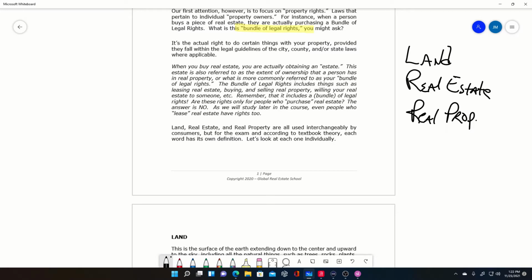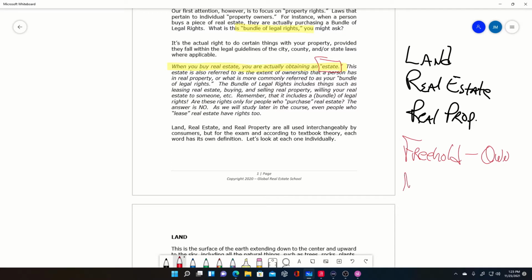So keep in mind, when you are purchasing real estate, you are actually obtaining what we call an estate. Now, as we get through the material, you're going to understand that we have what are called freehold estates. That's basically ownership, okay? You own it.